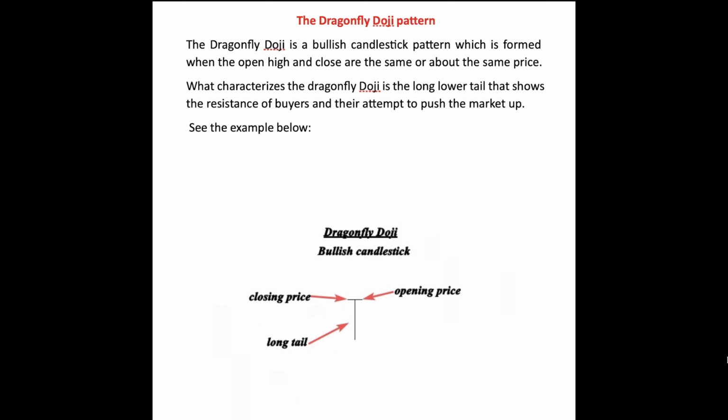The dragonfly Doji pattern. Okay, this is a bullish candlestick, but how and why? Here as you can see we have a very long tail, which means that the price was here, and then the buyers are coming into the market. They're pushing all the sellers till here. So I understand that the buyers are more dominant than the sellers. They are so dominant that the price has increased from here to here. As long as the tail, that much the buyers are in the control.